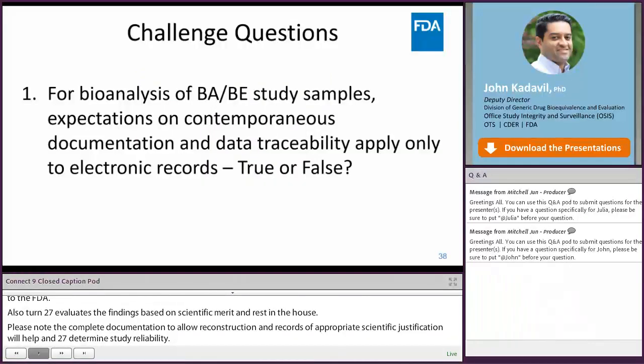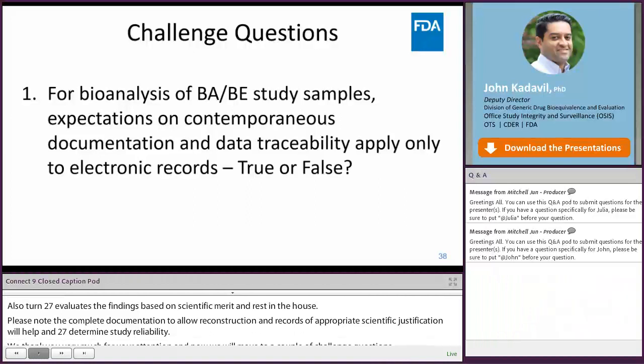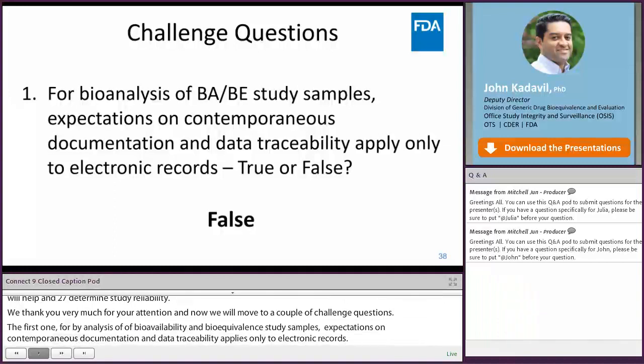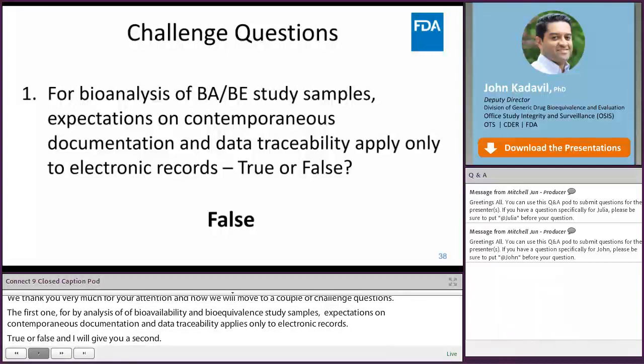Okay, challenge question number 1. For bioanalysis of bioavailability and bioequivalence study samples, expectations on contemporaneous documentation and data traceability apply only to electronic records. True or false? I'll give you a second here. And the answer is false. Whether it's electronic or in physical form, whatever form of documentation maintained at the site, expectations on contemporaneous documentation and data traceability do apply.